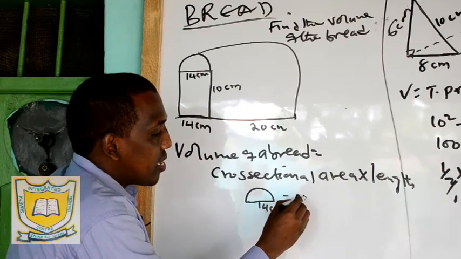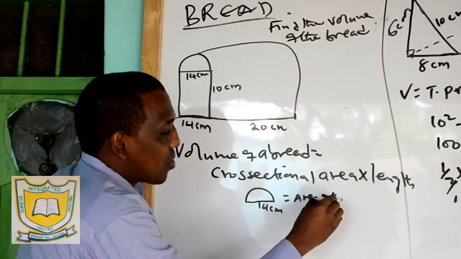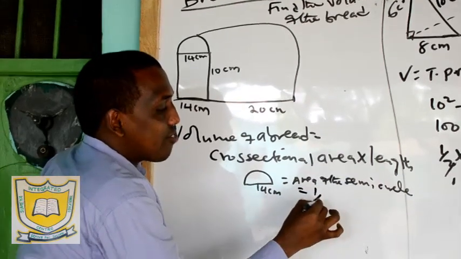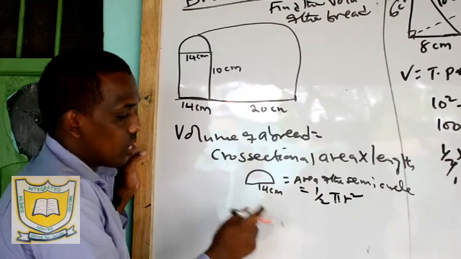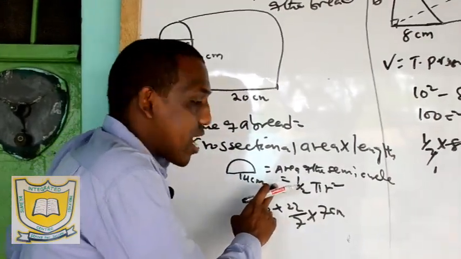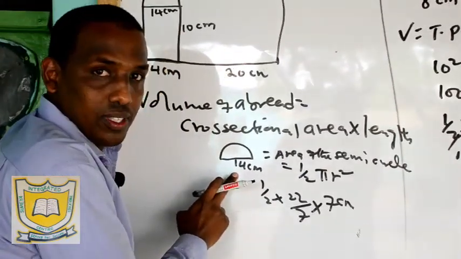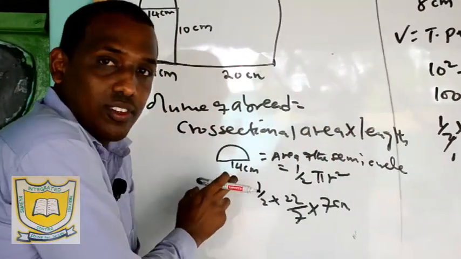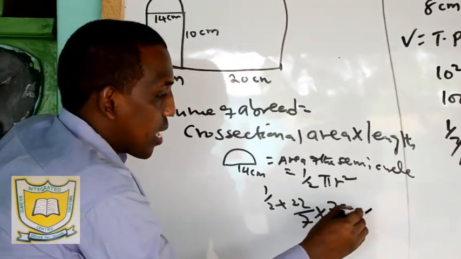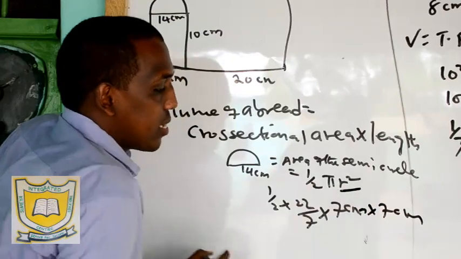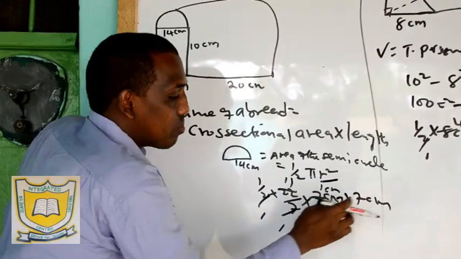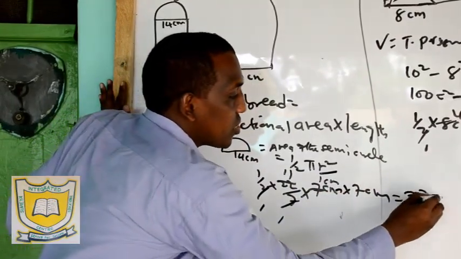Area of the semicircle, we learned this one, is equal to a half by r squared. It's a half because it was a circle, we divide the circle, we get half. Semi means half. Radius is 7, so a half times 22 over 7 times 7 centimeter times 7 centimeter squared. By 2, 1 by 2, 11 by 7, 1 by 7, 1 centimeter. 11 times 1 times 7, you will get 77 centimeter squared.